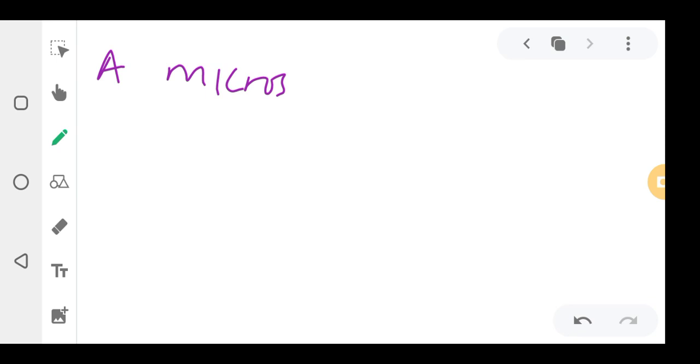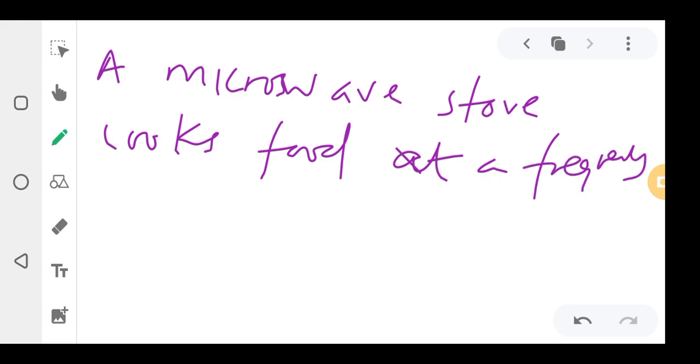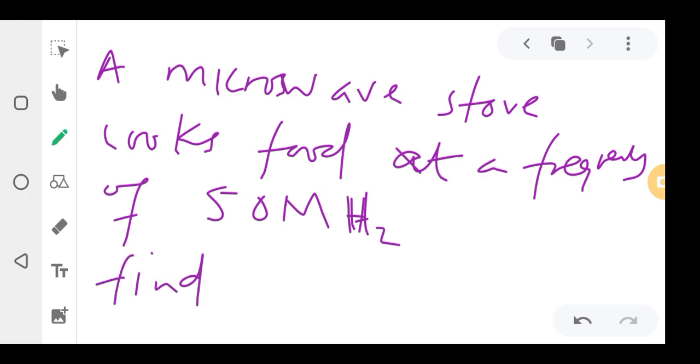microwave stove cooks food at a frequency of 50 megahertz. That time it was kilo, it was K, but now it is M. Find the wavelength.